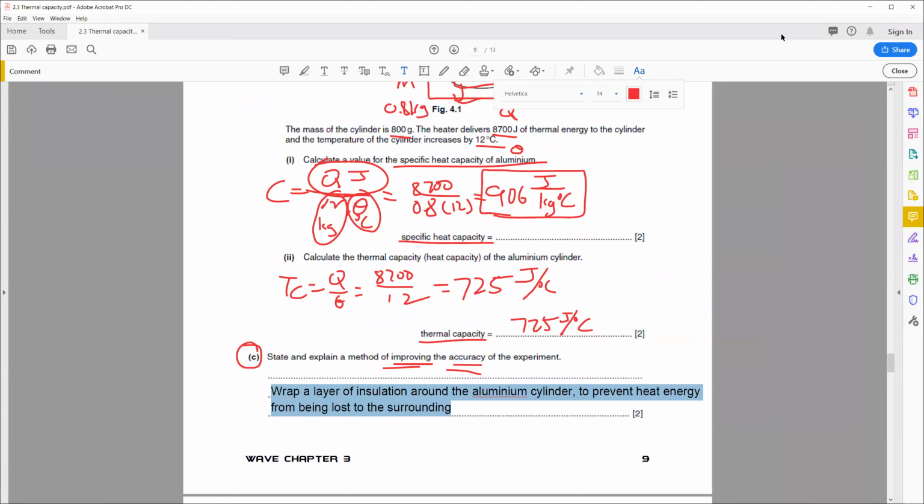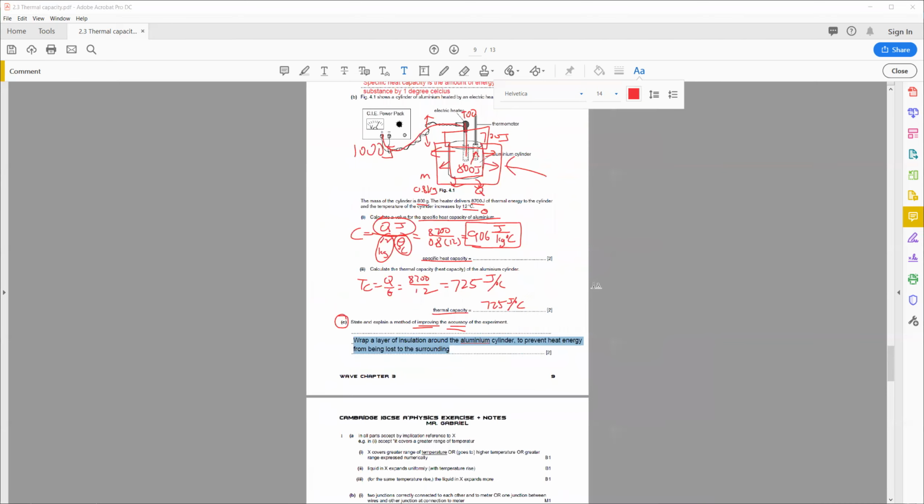Before I move on, anyone's got any questions from this part here? Excellent.